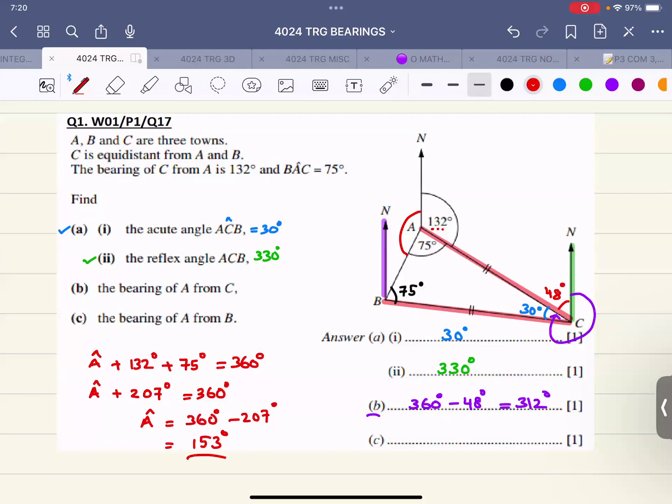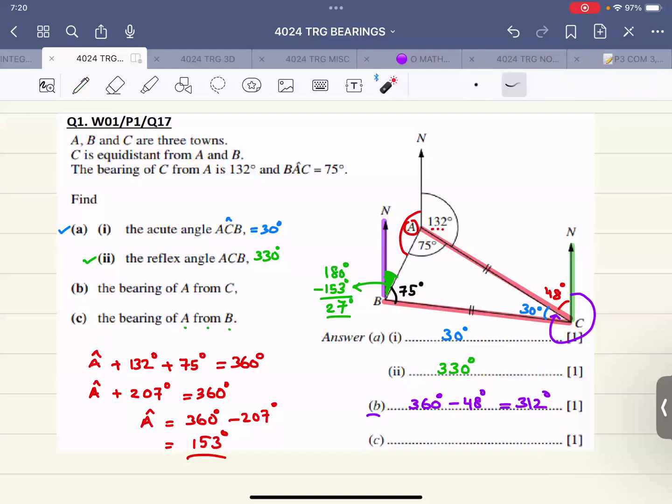So therefore, this is not the answer. This is angle A. The answer over here is this angle. So this angle is 180 minus 153. That comes out to be how much? That is 27.